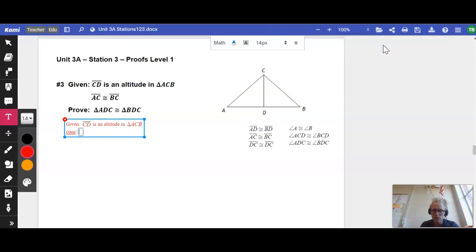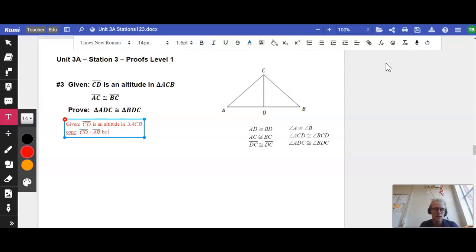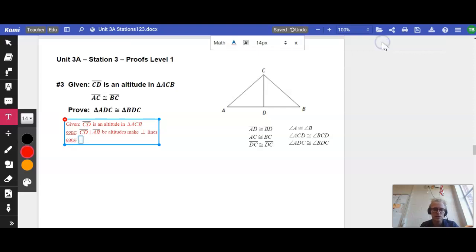Our conclusion here, we need to say this before we say the last part, is that CD, overline CD, is perpendicular to AB because altitudes make perpendicular lines. Okay, so now we know that they are perpendicular. Perpendicular lines, well, what do perpendicular lines create? Perpendicular lines create congruent right angles.